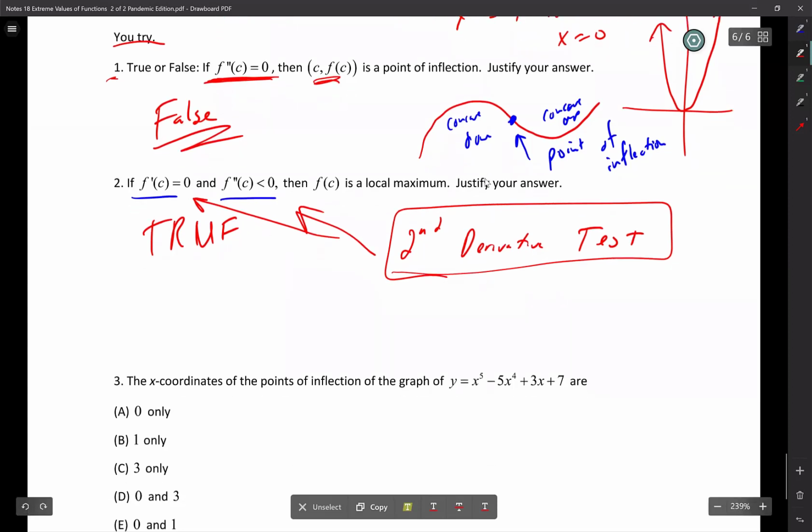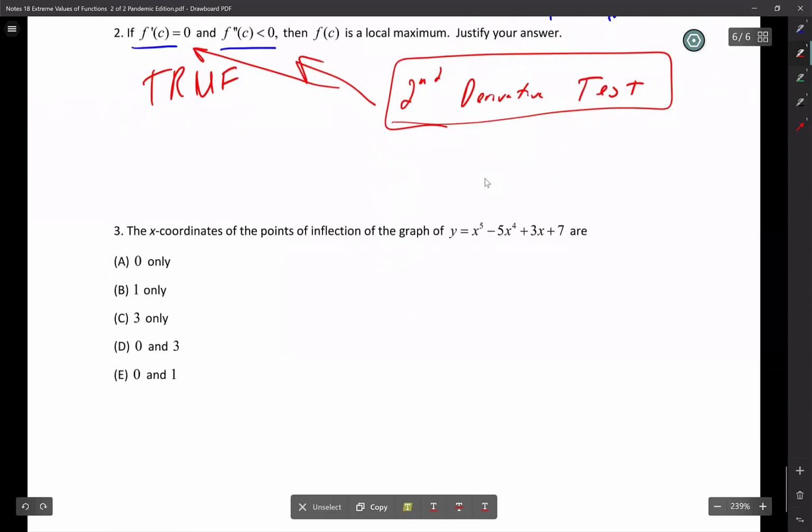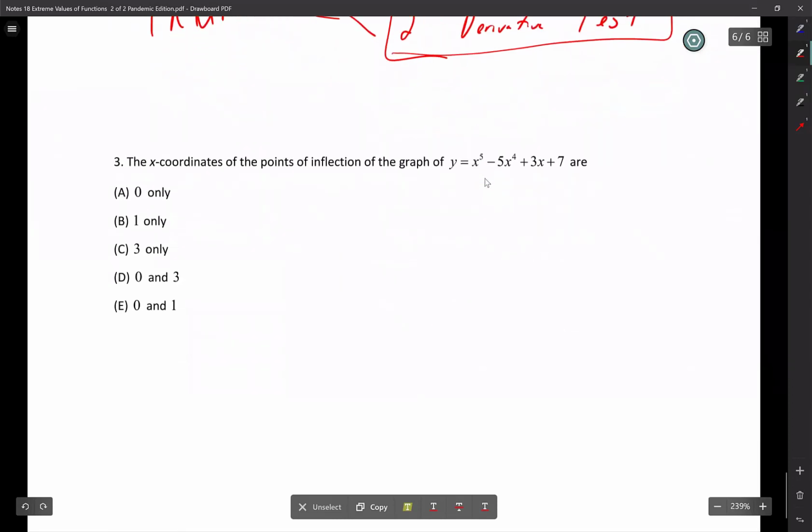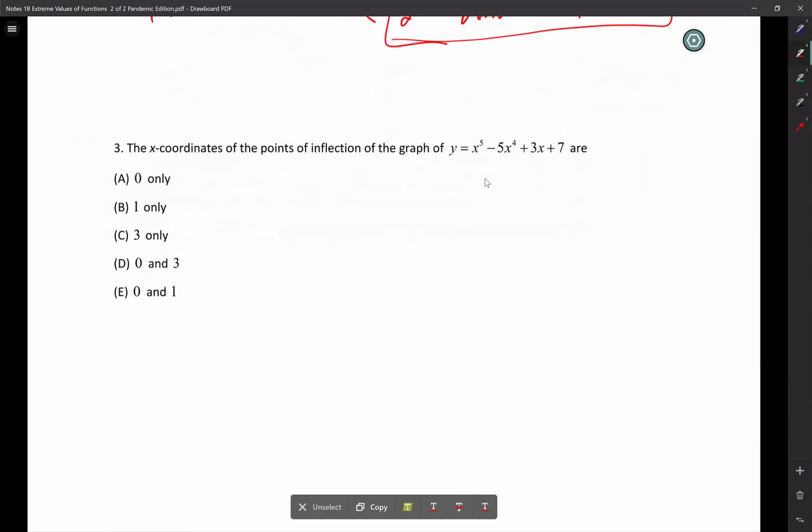Cool or not cool, guys? All right. Here we go. We have a polynomial. It wants to know points of inflection on this graph. We don't have a calculator. I mean, I guess we could get one, but do it without a calculator. All right, take a minute. See if you guys can figure this one out.